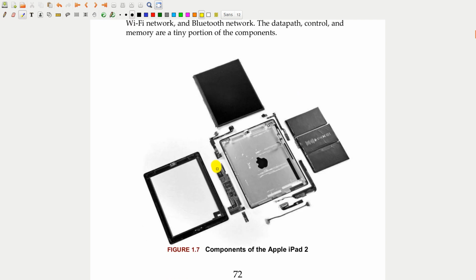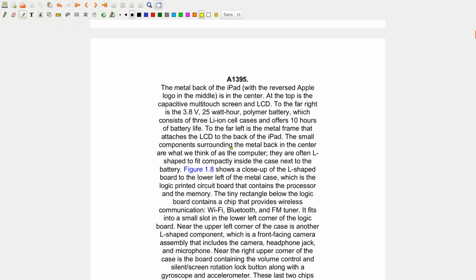When we're talking about anything like datapath and I/O, we're talking about stuff on these tiny chips right here. In fact, probably not this. This is probably the Bluetooth module right here, or the Wi-Fi chip, I would guess. I've never looked at the guts of an iPad, so I don't know.